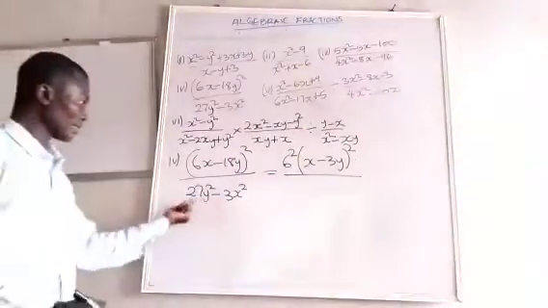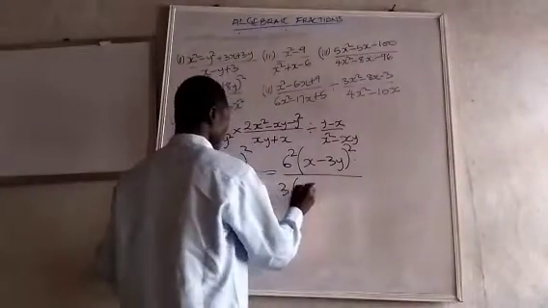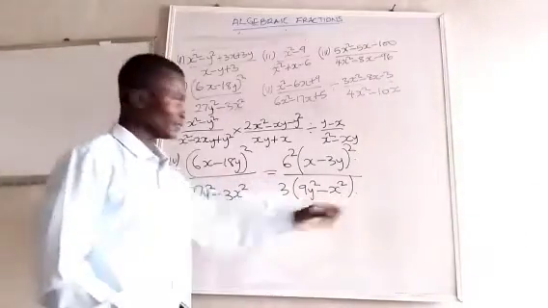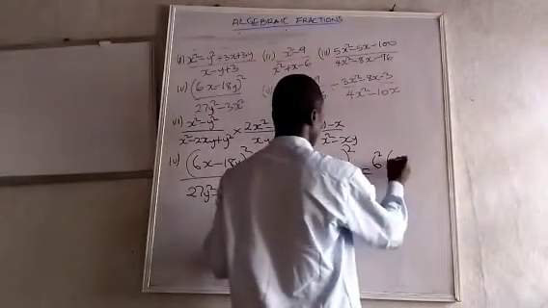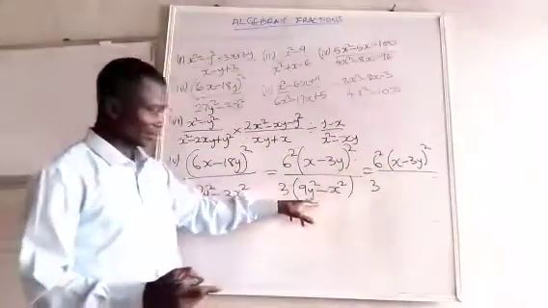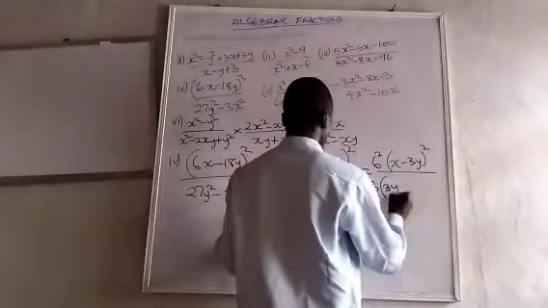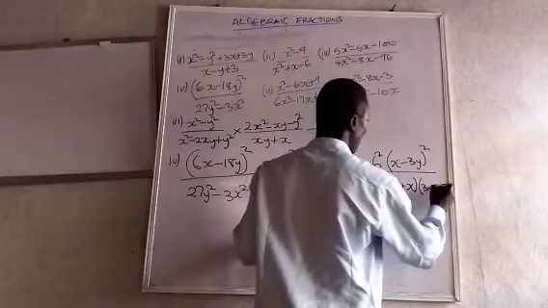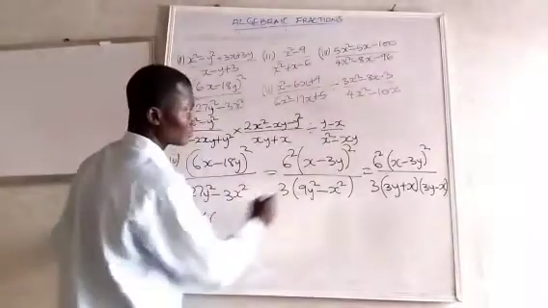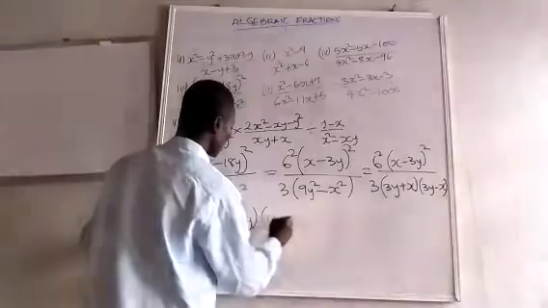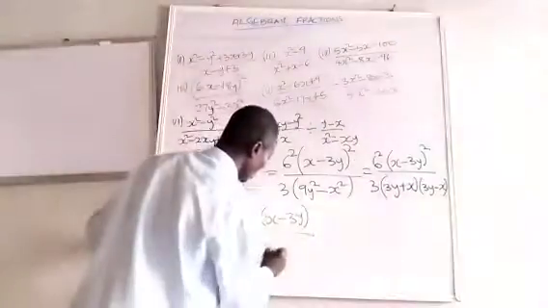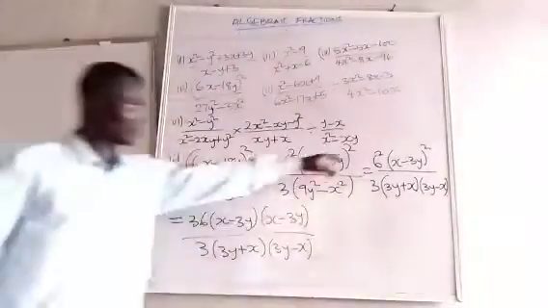Let's look at this one below. If you look at this, 3 can come out conveniently. You can say 3 into (9y squared minus x squared). Now, we can factorize this one further by saying 6 squared into (x minus 3y) all squared divided by 3. This one is a difference of two squares, so this is going to be (3y plus x) into (3y minus x). So bringing this together is going to give me 36 into (x minus 3y) into (x minus 3y) divided by 3 into (3y plus x) into (3y minus x). I believe this is clear. 6 squared is 36, please.